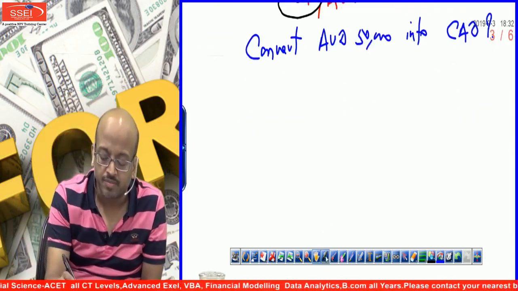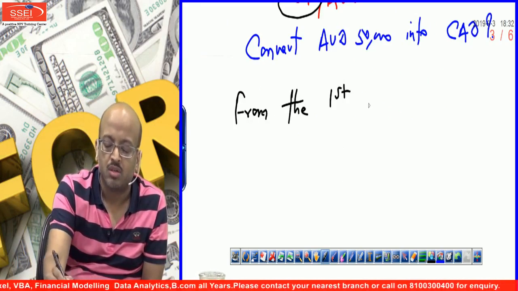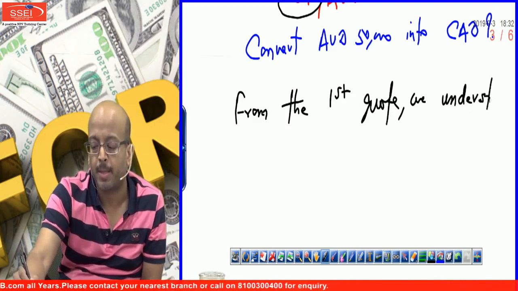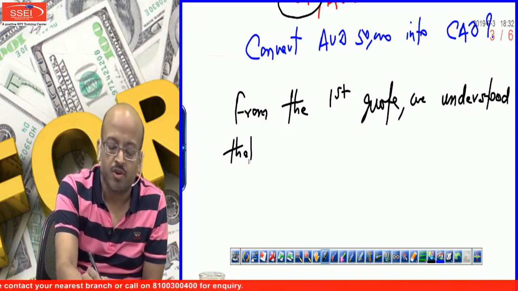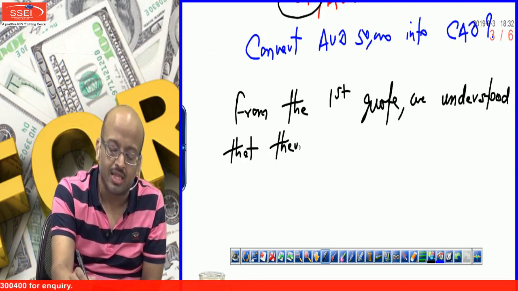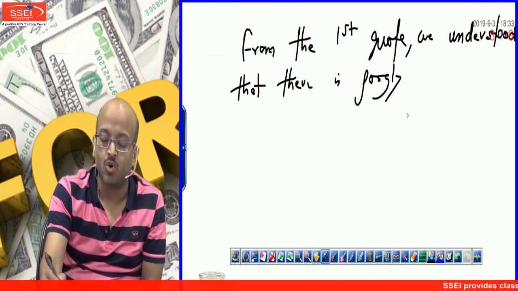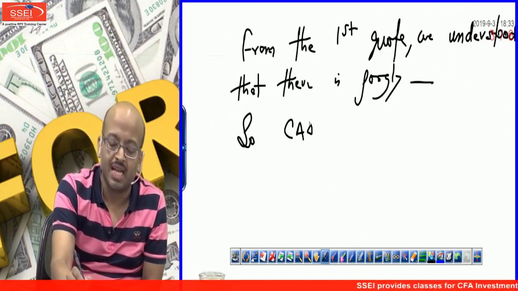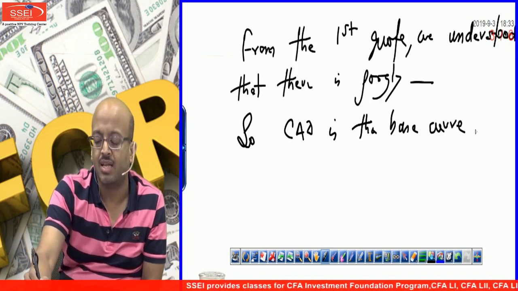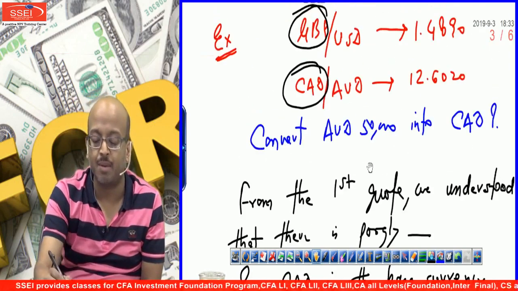Write down the logic. From the first quote, comma, we understood that there is googly. So CAD is the base currency. Next line.